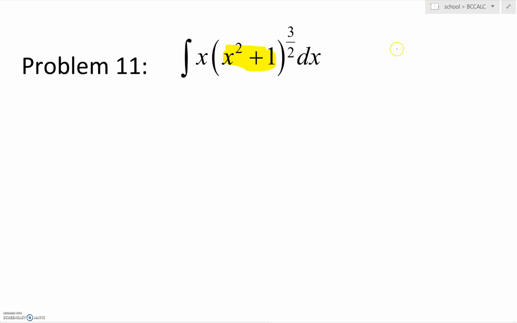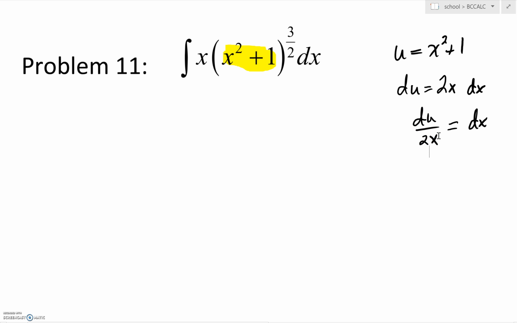Instead, I'm seeing a composition. I'm seeing a function inside of a function. So let's try a u substitution. We could let du just be 2x dx. If I solve for dx, I'll get du over 2x.